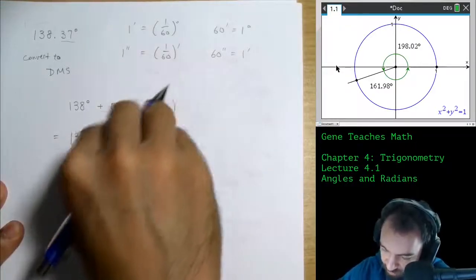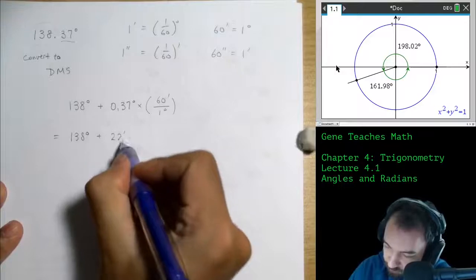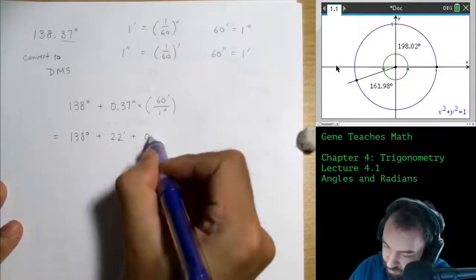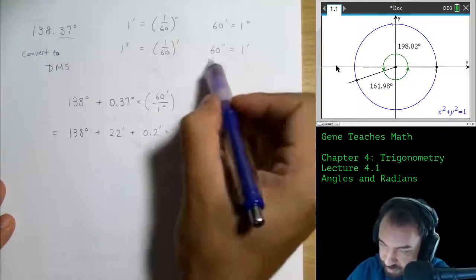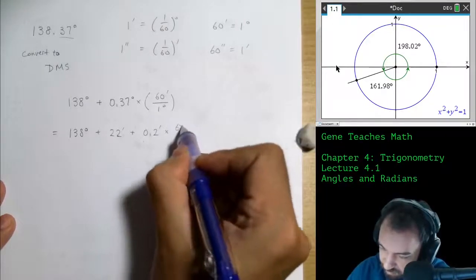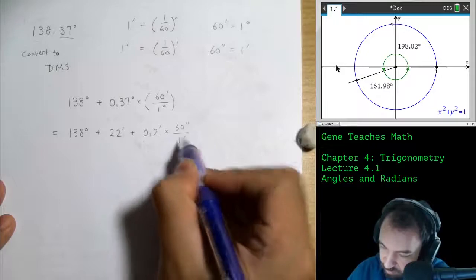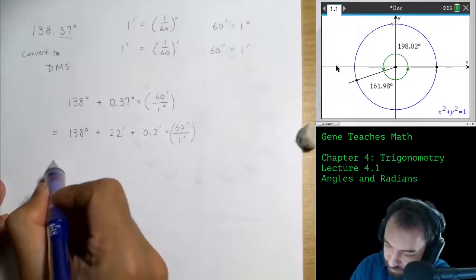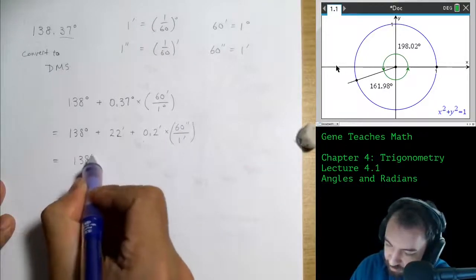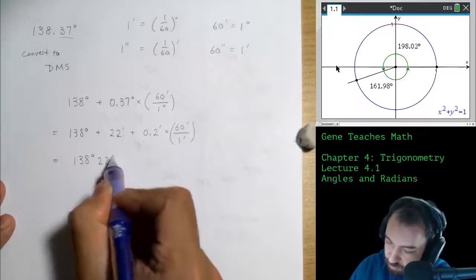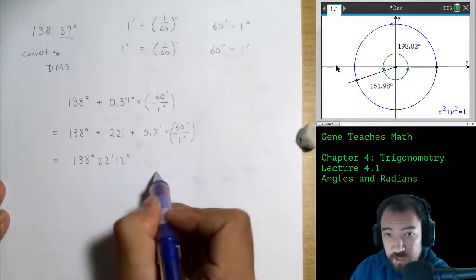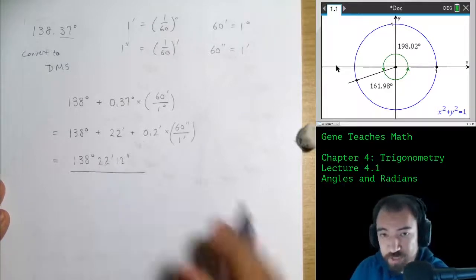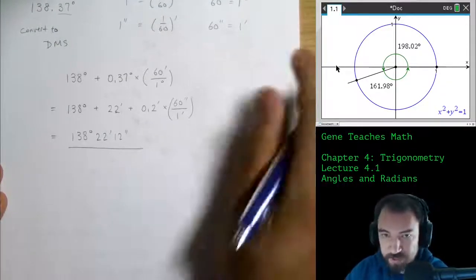So I'm going to chop that. I'll have 22 full minutes plus 0.2 leftover minutes. These are going to get converted to seconds by this conversion: 60 seconds of arc over 1 minute of arc. And so finally, I will have 138 degrees, 22 minutes, and this is going to be 12 seconds of arc. So we write it just like that. Instead of the pluses, we write it with no spaces.